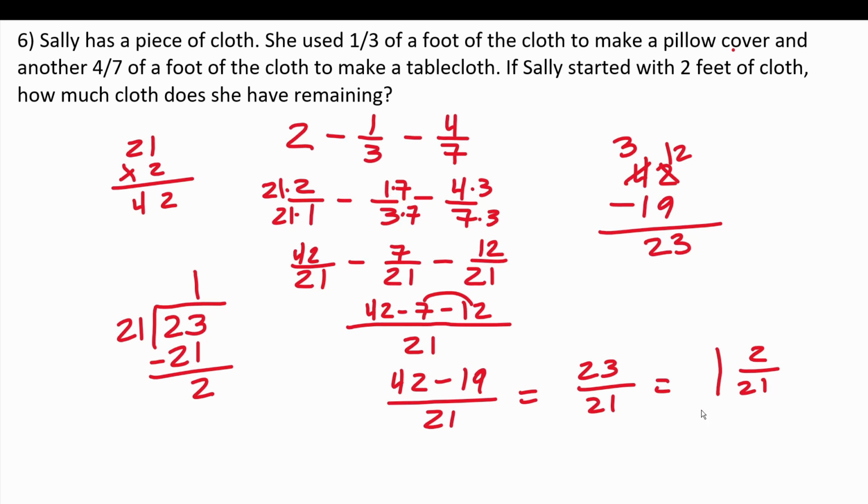Okay, so that's the answer to this one. If she started with 2 feet and she used 1/3 of a foot and then 4/7 of a foot to make those two things, she'll be left with 1 and 2/21 feet of tablecloth. Okay, so that's that one.